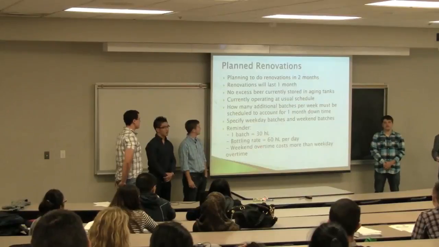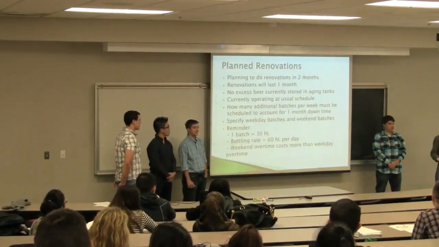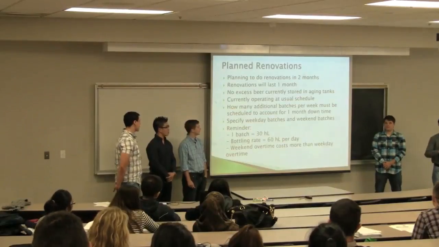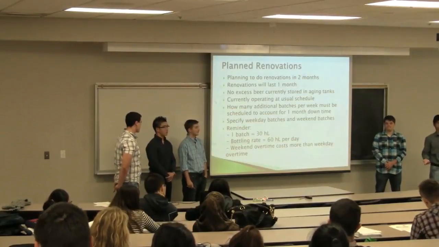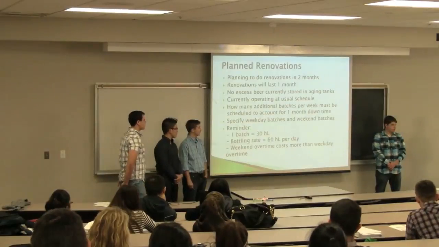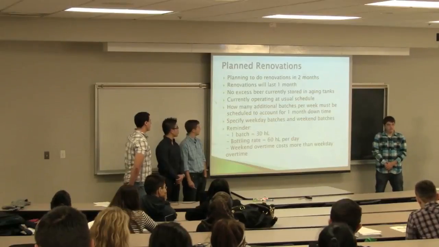Approximately 4 weeks. So right now you don't really have any excess stock in your tanks, but you want to build it up so that overall your average is the steady production rate. So how many excess batches from now until the renovation start period do you need to do?